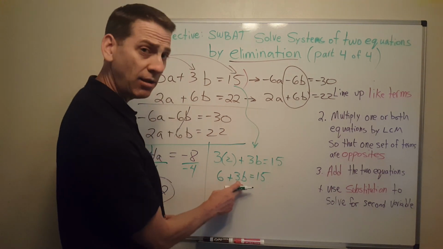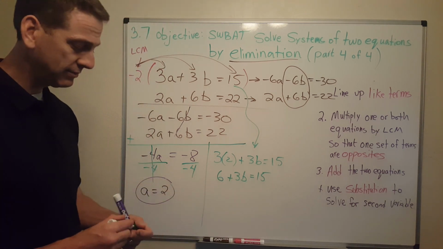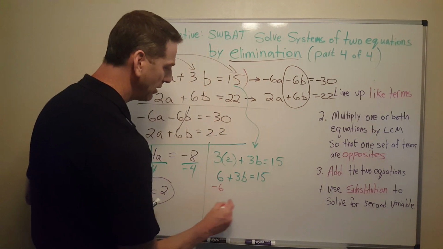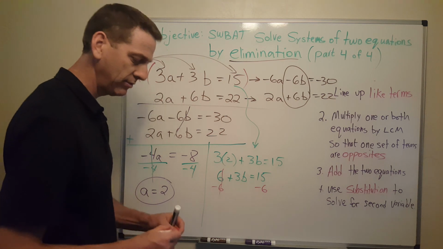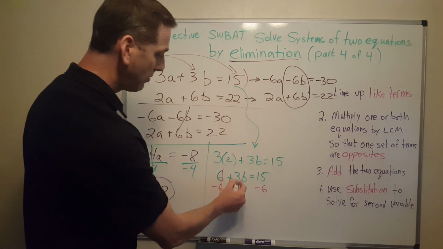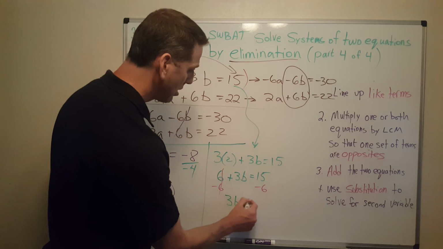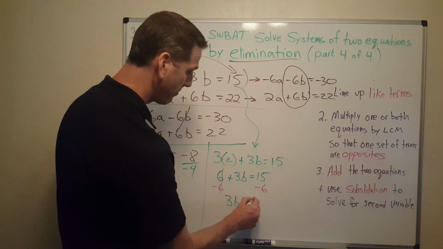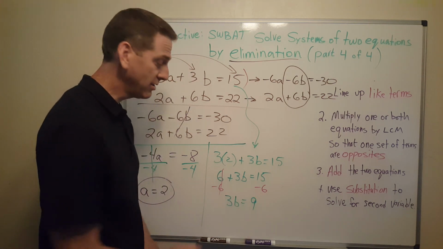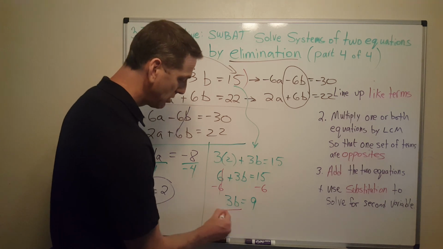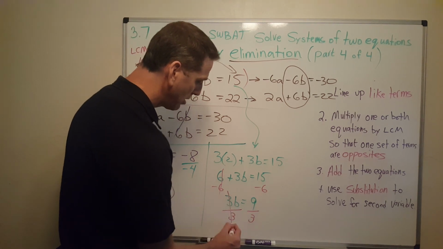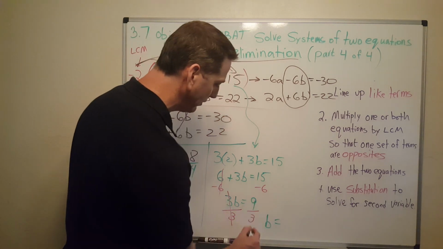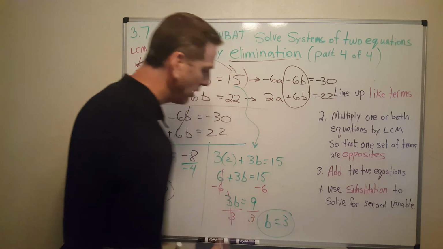Okay, I need to get b by itself. So I need to get rid of that 6. I get rid of that 6 simply by subtracting it to both sides. That's going to cancel. Bring down the 3b. 15 minus 6, is that 9? Now I use my multiplication principle. This is multiplication. So I divide. That reduces out to 1. So I get b equals 9 divided by 3 is 3.